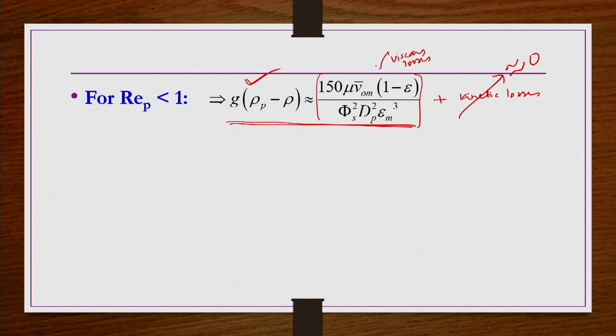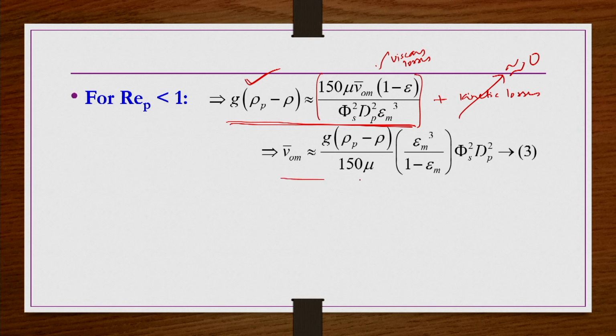It is exactly the similar way to what we did for the packed bed conditions when we derived the magnitudes of viscous losses and kinetic losses. So, we take only viscous losses for small Reynolds number because they are the dominating ones. On the right hand side we take only the first term, and when you simplify it you get an expression for the minimum fluidization velocity as given by equation number 3. Remember, this equation is valid only if the Reynolds number is small, or Re_p less than 1.